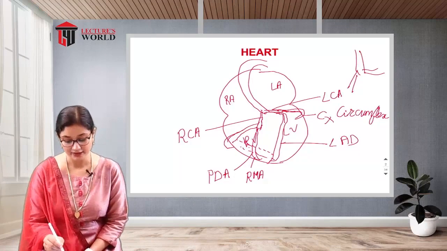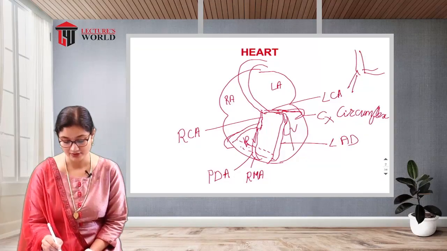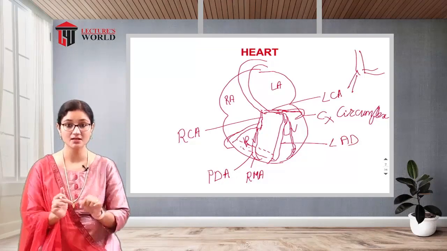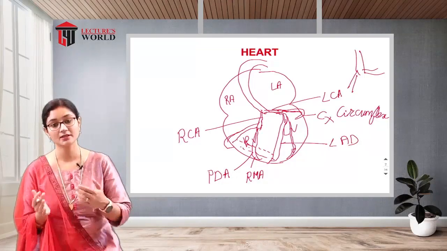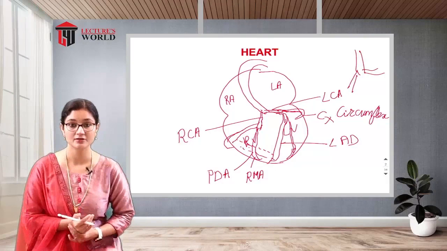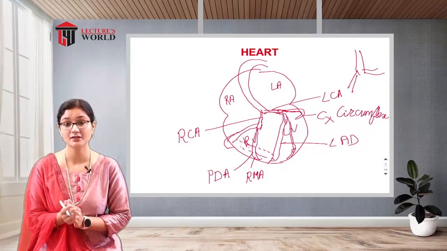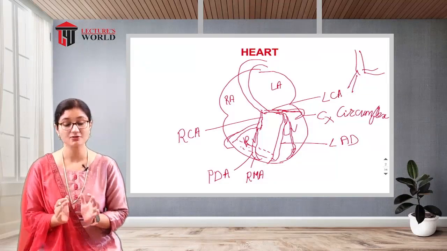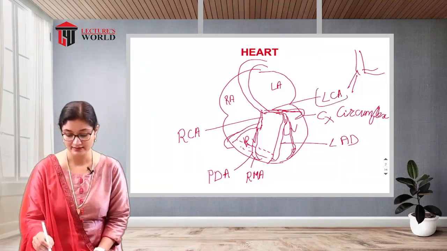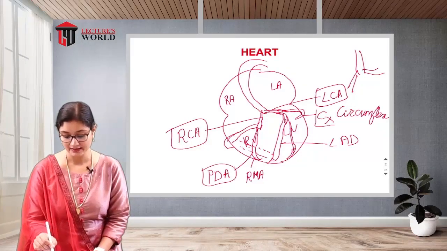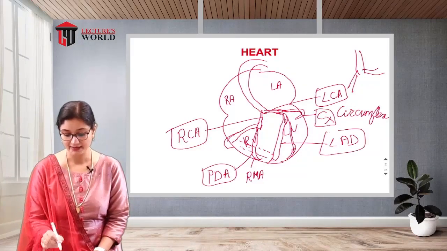Left can also give rise to further marginal branches. Marginal means those which are at the margin of the heart. So there is a left marginal artery also. There are various further branches, diagonal arteries also. Here, what is more important for us is LCA, RCA, PDA, CX and LAD.